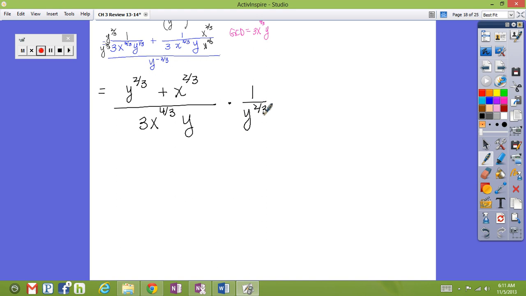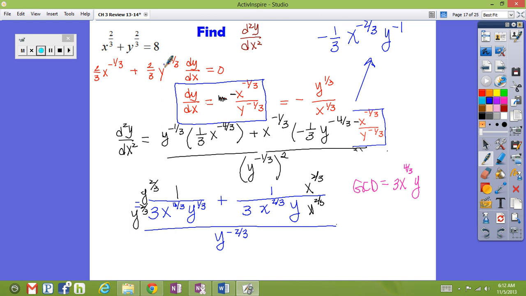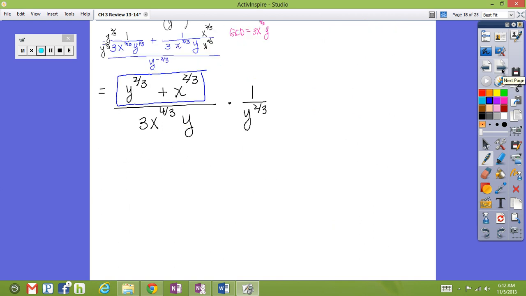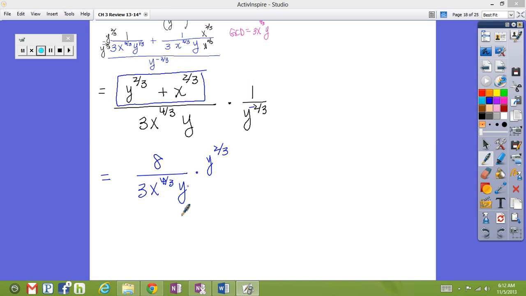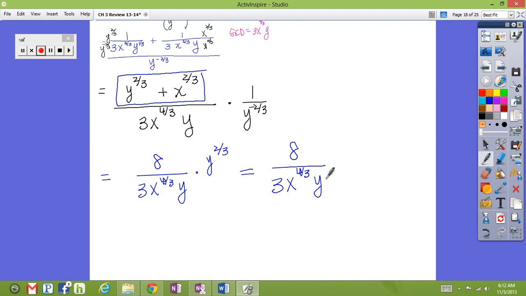So there's a few things we can do. If you look at the original problem, this actually was the original, and that equaled 8. So I get 8 over 3x to the 4/3 y, and then this is negative 2/3 power, which means I can rewrite it as positive 2/3 power in the numerator. And so here you end up with 8 over 3x to the 4/3 y to the 1/3. That would be the second derivative.